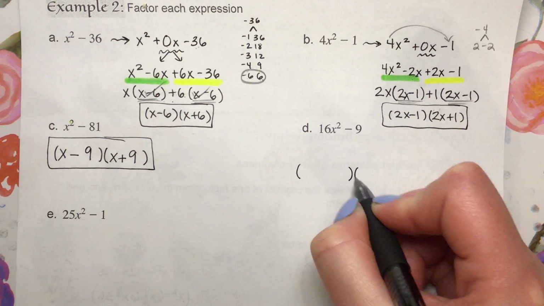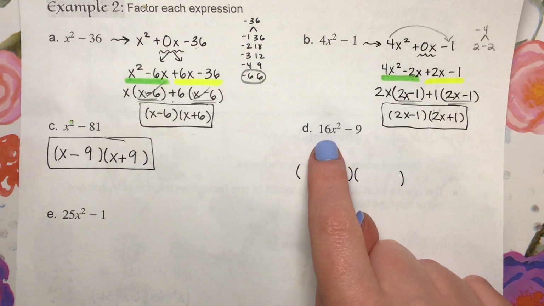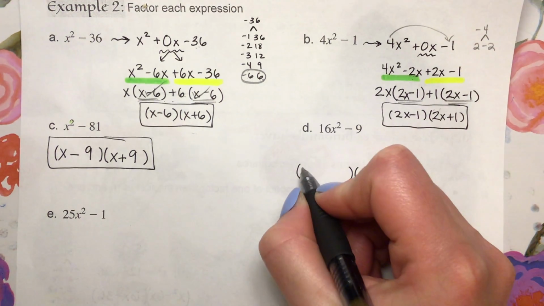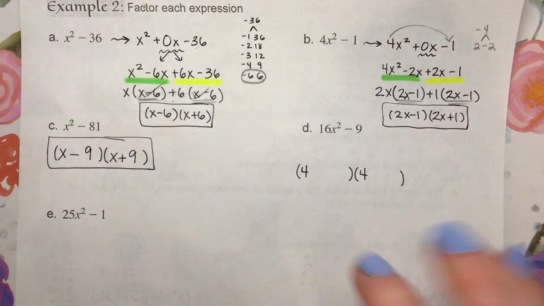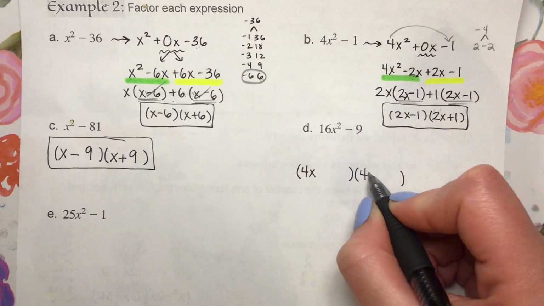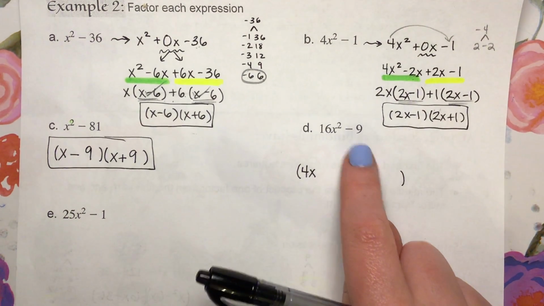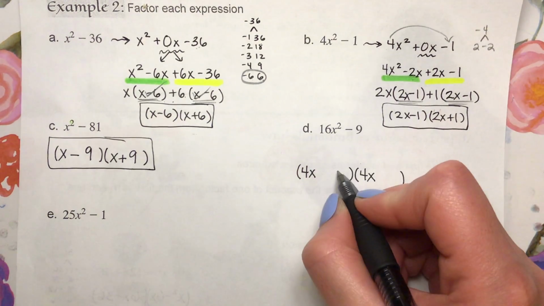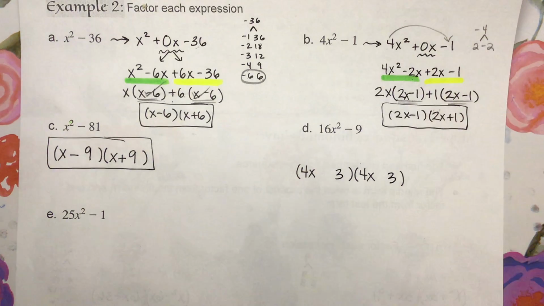Put in your 2 sets of parentheses. And what multiplied by itself is going to get me 16x squared? What is the square root of 16x squared? Well, the square root of 16 is 4, so I know I need a 4 at the front of both of them. And the square root of x squared is x. Now I need to figure out what the square root of 9 is. The square root of 9 is 3. So that goes at the end of each of my parentheses.